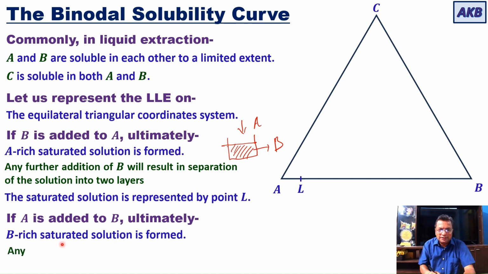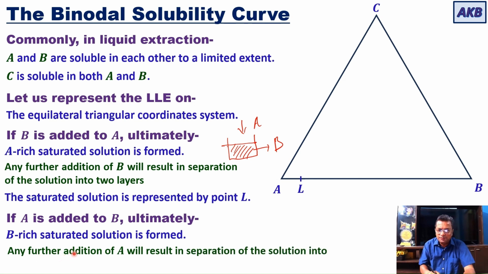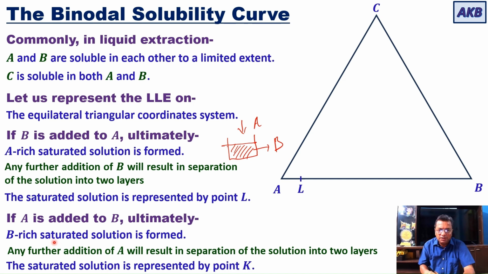Saturated solution means that if you try to add any additional A to the mixture, it will result in separation of the mixture into two liquid layers. Any further addition of A will result in separation of the solution into two layers. This B-rich saturated solution is represented by a point, and I am calling that point K. Point K is located close to B, which indicates that at this point the major component is B. So point K represents the B-rich saturated solution of A and B.